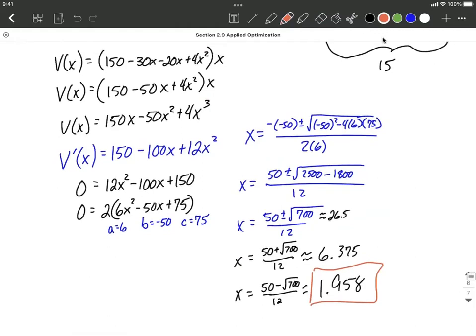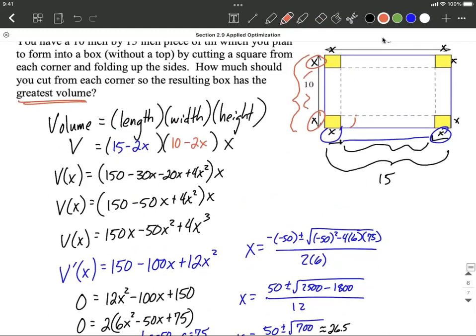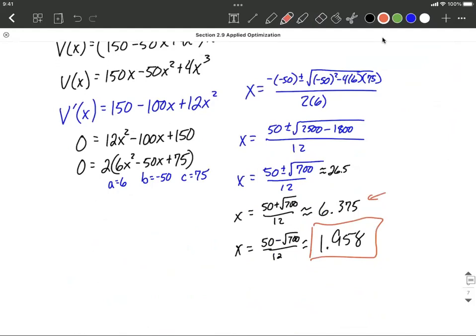But let's think about 6.375. Can I cut 6 inches off from each corner? If I start with 10 going all the way across here, and I take 6 off this side, and I take 6 off this side as I cut out my corners, that's a little bit of a problem, right? You can't take 12 total away, or else, we only had 10 to begin with, so that doesn't work as far as the dimensions of our tin. So we have to throw that out on principle. If we were actually making this box, you couldn't take a little over 12 out of those corners and still end up with a box.